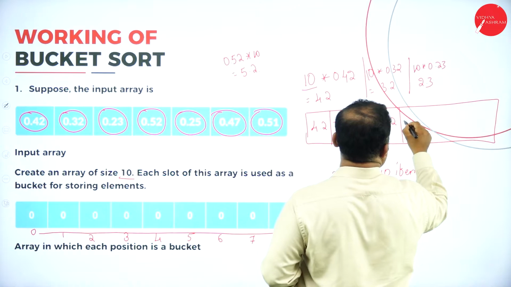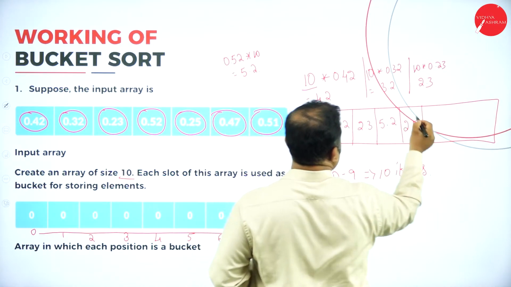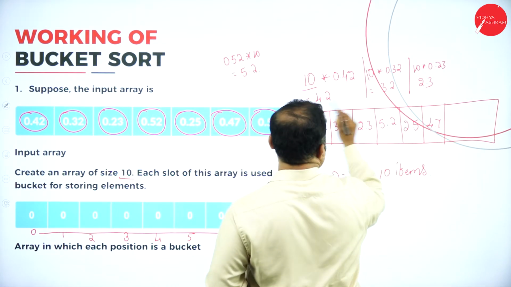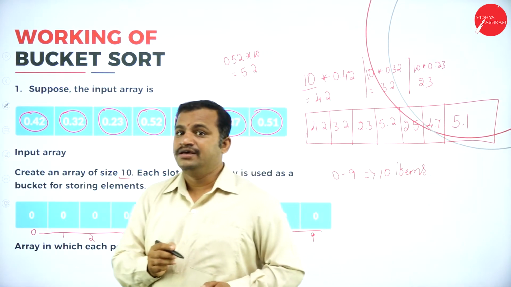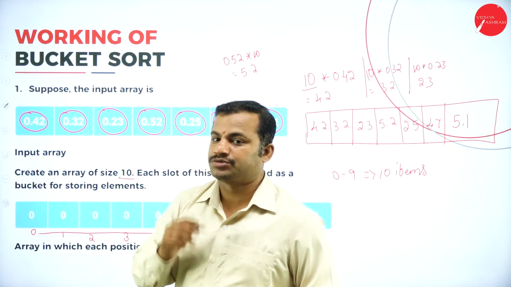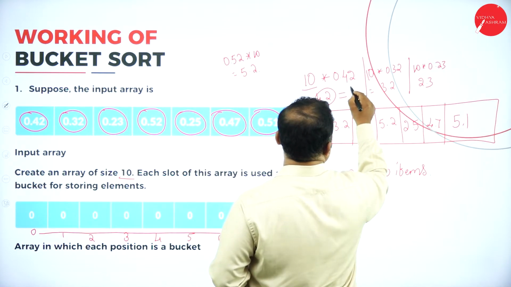0.25 into 10 leads to 2.5. 0.47 leads to 4.7. 0.51 leads to 5.1. So if I take the floor of these elements, what happens? What is the floor of this? That is 4.2. The floor of this is equal to 4.